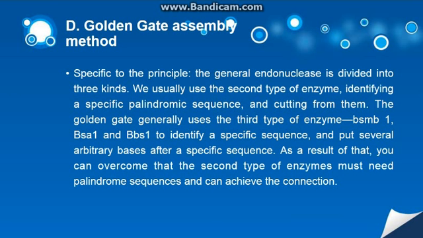Golden Gate assembly method. Specific to the principle, restriction endonucleases are generally divided into 3 kinds. We usually use the type II enzyme, which identifies a specific palindromic sequence and cuts within it. Golden Gate generally uses the type IIS enzymes, BsmBI, BsaI and BbsI, to identify a specific sequence and cut several arbitrary bases after that specific sequence. As a result, you can overcome the requirement of type II enzymes for palindromic sequences and can achieve the connection.